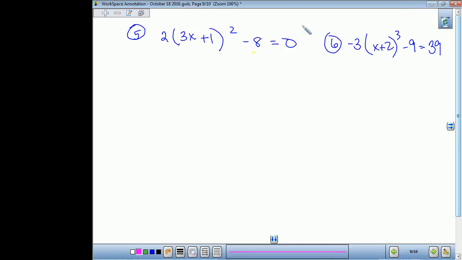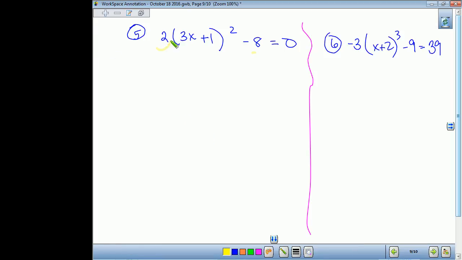Okay, so last 2 examples. Once again, we have quadratic review from last year on the left, new cubic on the right. So our job is to isolate what's being squared first. So in this case, I have 2 things that need to go away. This needs to move, and that needs to move, so that I'm just left with the part that's being squared. What moves first? So you try. The 8. Or add. So we're going to add 8.